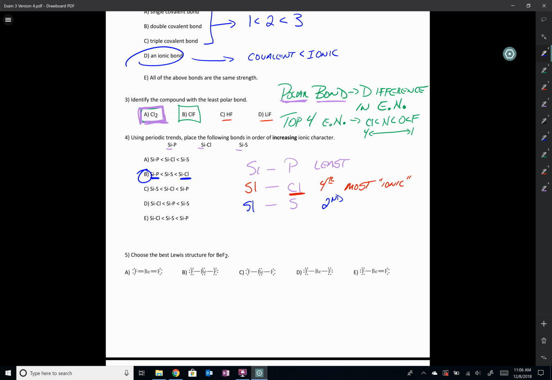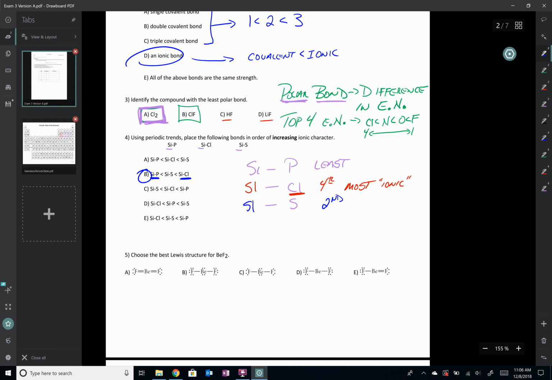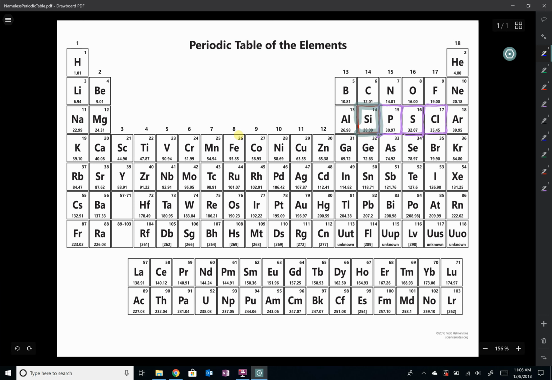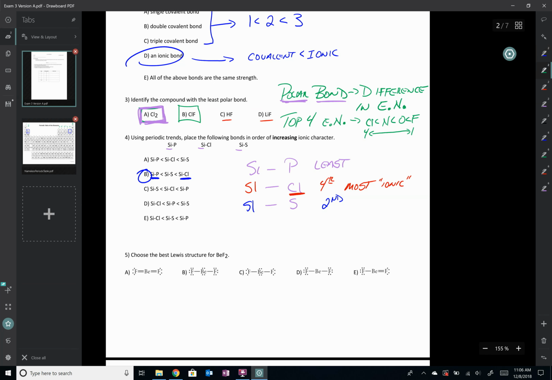All right, question 5. Choose the best Lewis structure for BeF2. So you have to draw the Lewis structure, and go through and check to see what's going on. Back to our periodic table. Let me erase this stuff here. We've got beryllium over here, and we've got fluorine over here. We have to look at the periodic table to know how many valence electrons each has. Beryllium has 2, and each of the fluorines has 7.